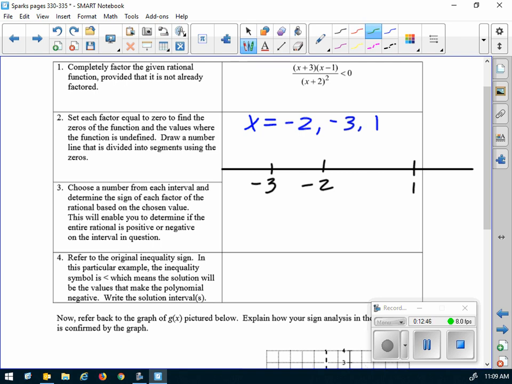Let's pick a number in each subinterval. -4. We're going to have to go -2.5, aren't we? And you know what we're going to do? We're going to put -2.5.